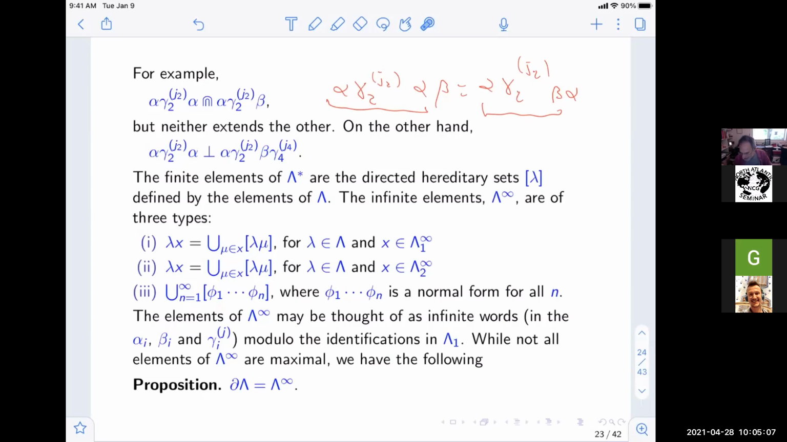So this lambda infinity, the set of infinite directed hereditary sets, can be thought of in a way as infinite words in our category of paths. And then we can prove that those are exactly the boundary. So they're not all maximal, but the closure of the maximal elements gives us all of these.